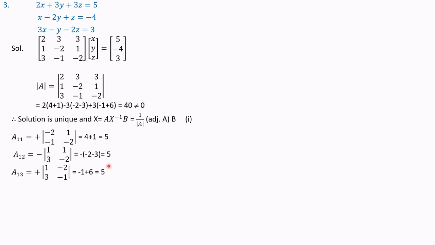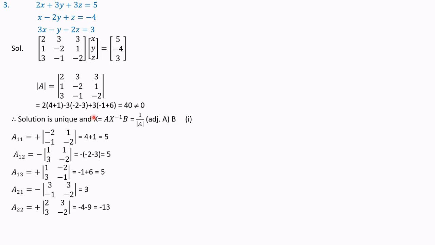So similarly, this time it is plus. So first row and third column get cancelled. You get 1 minus 2, 3 minus 1. So that is also 5. A21 is this item. So you cancel the first column and second row. Therefore it is 2, 3, 3 minus 2. So the value is 3.